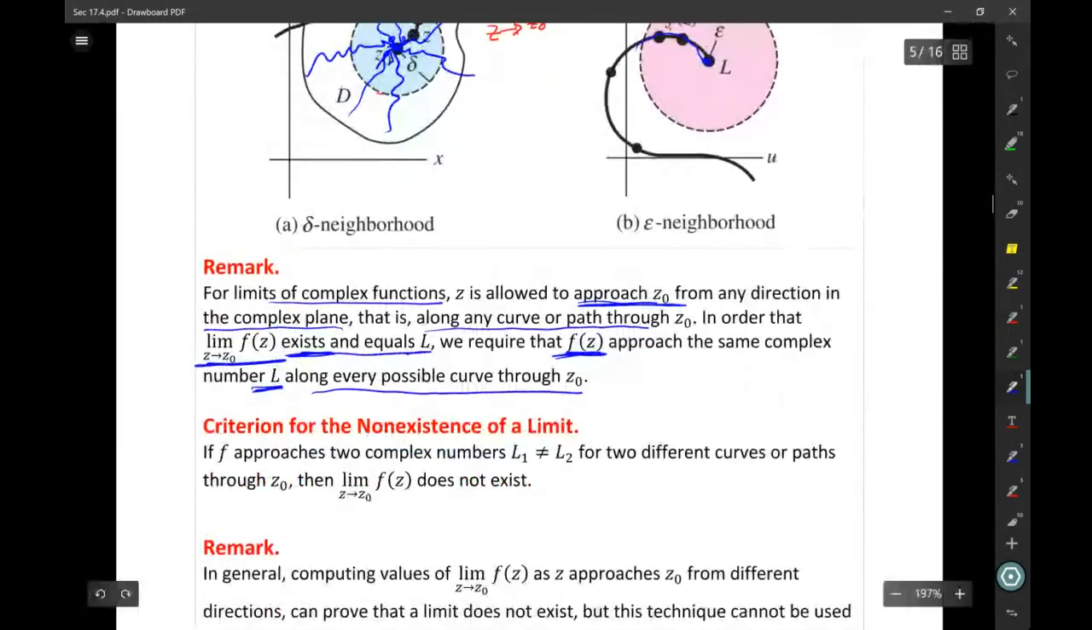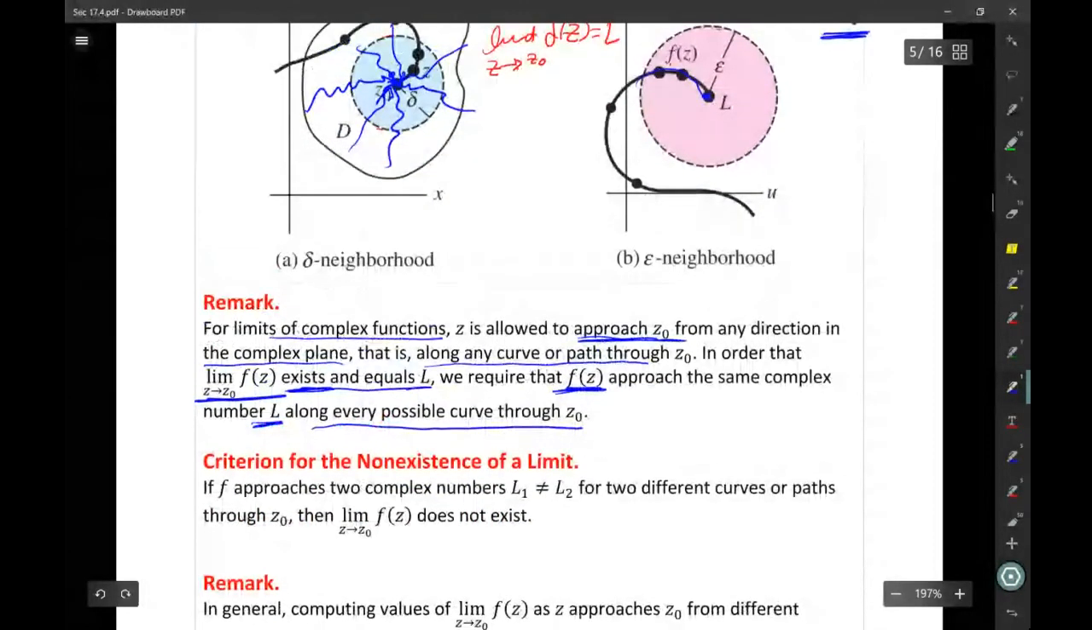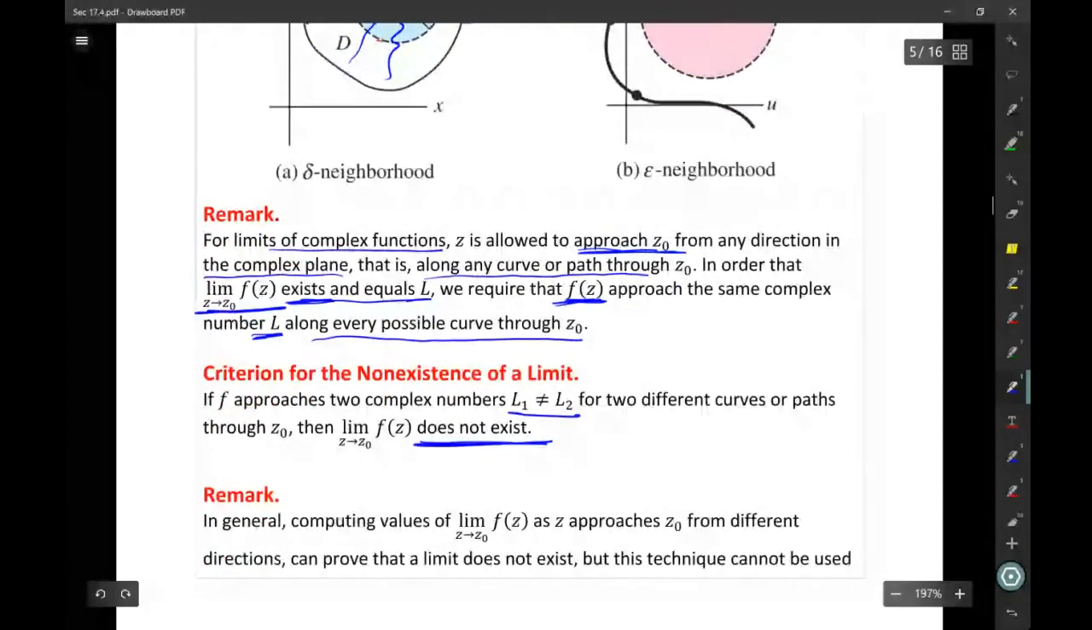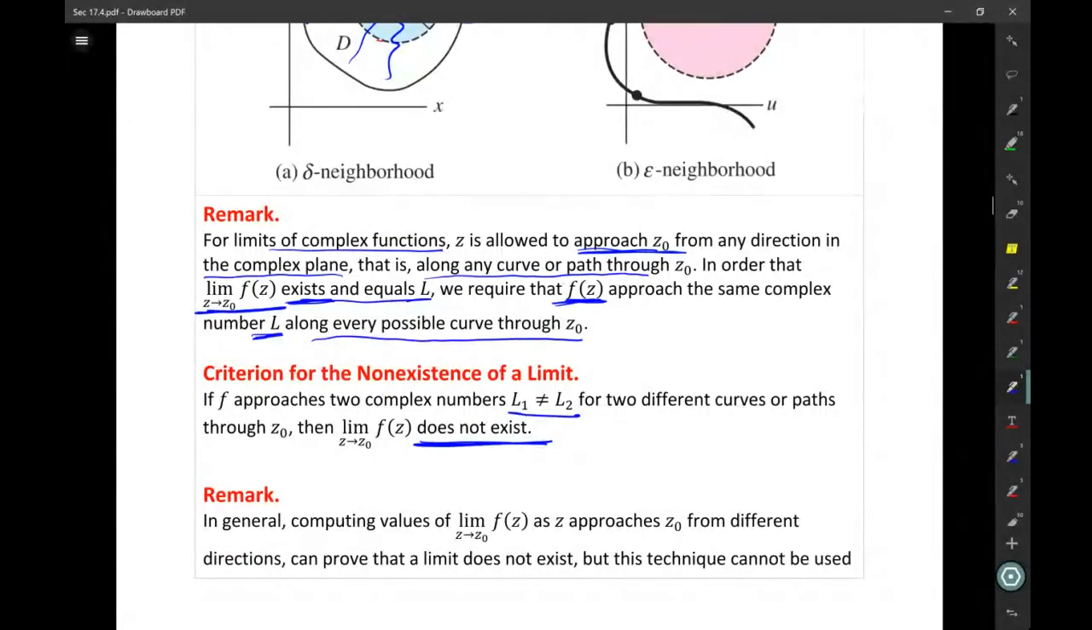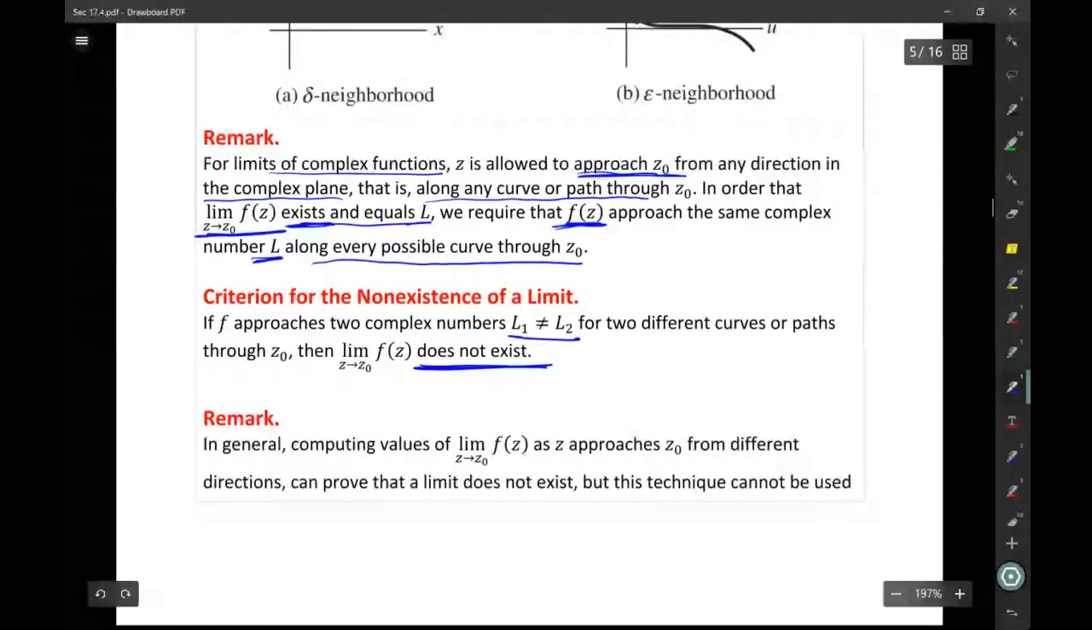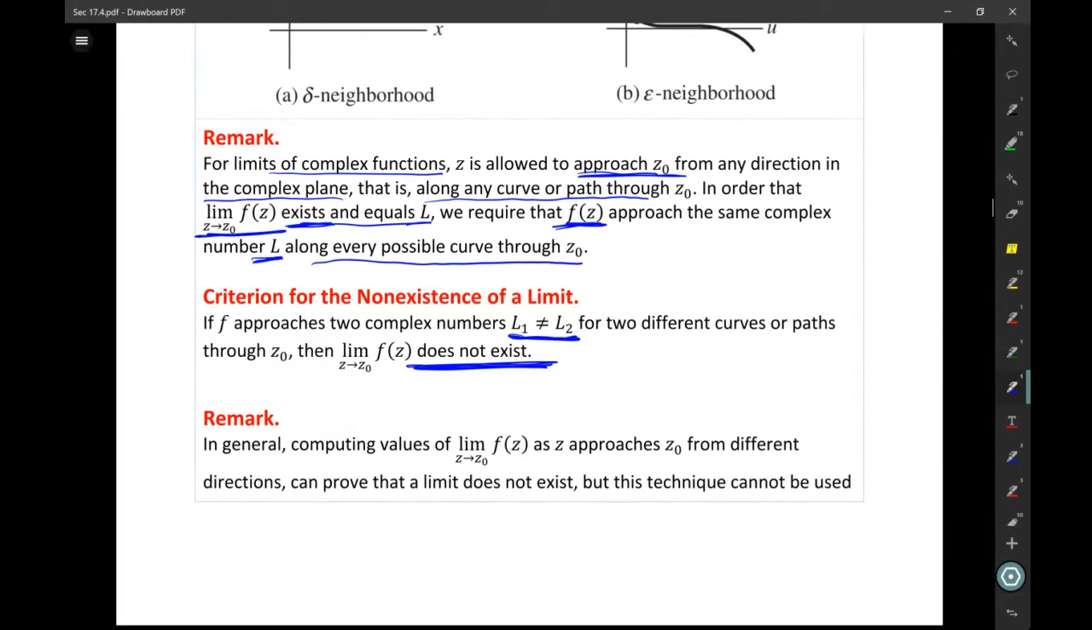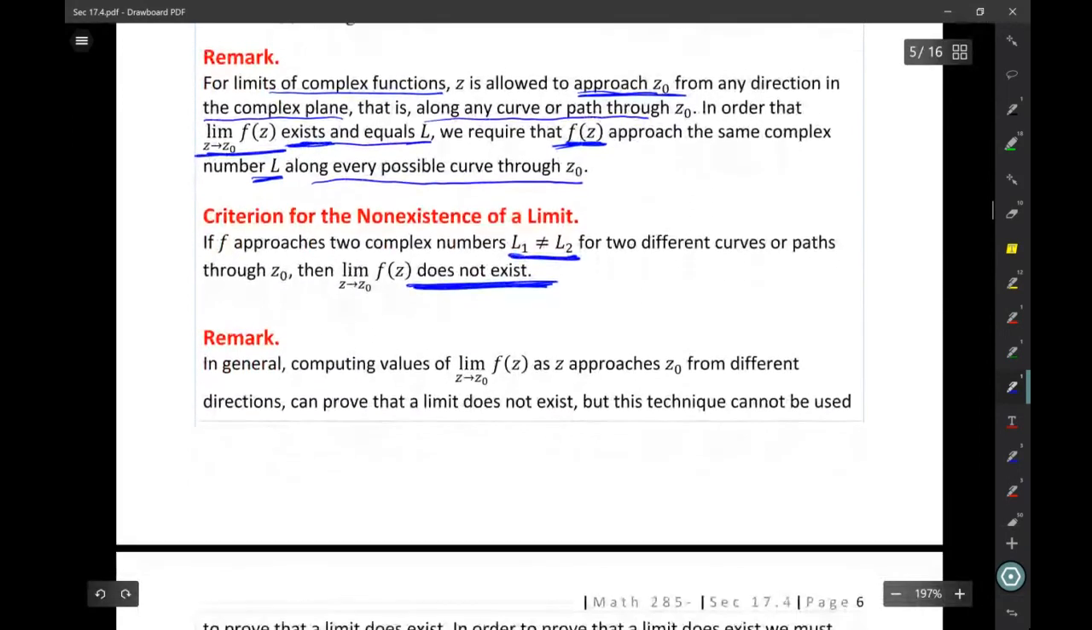Therefore, in case I have two different paths with two different limits, then the limit does not exist. If I find two different paths that have two different limits, then the limit of f of z does not exist.